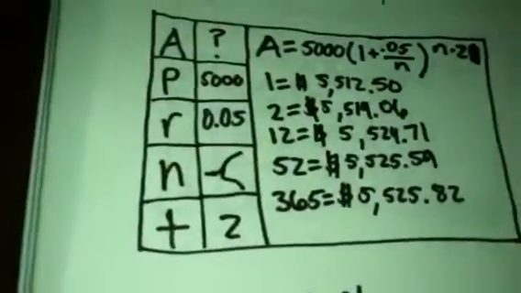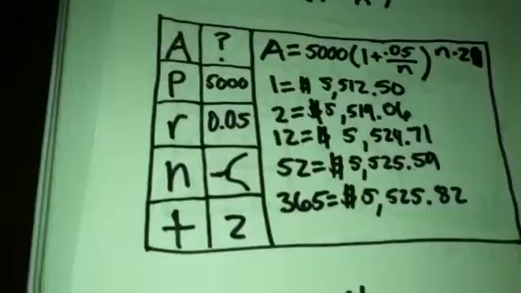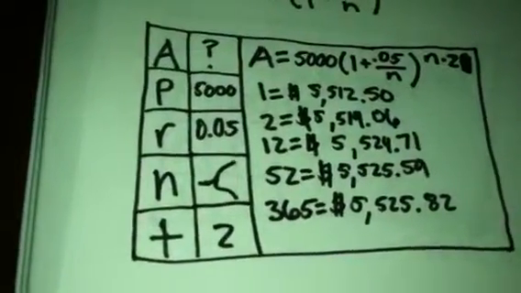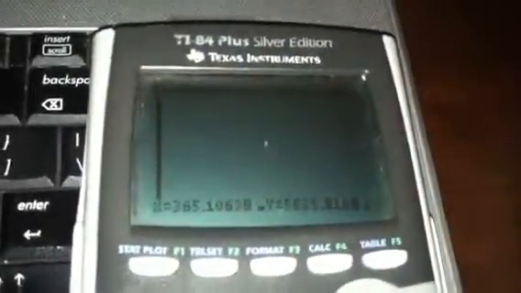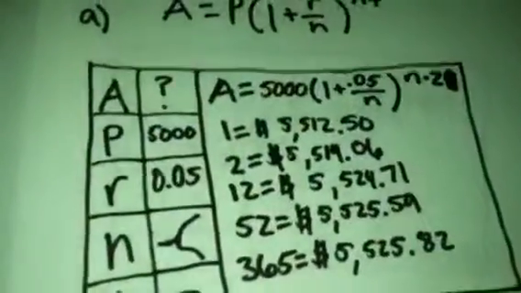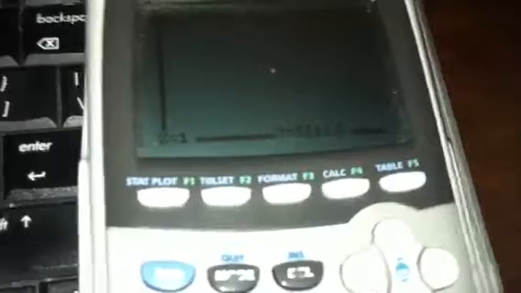And what we're trying to find is the x values, which are 1, 2, 12, 52, and 365. So all we have to do is trace. And if I put 1, I'd get 5,512.5. And you just repeat for every x value that you need.